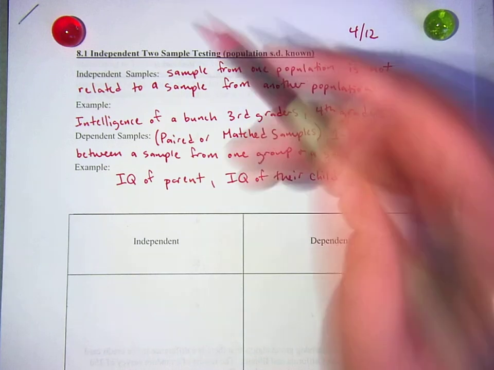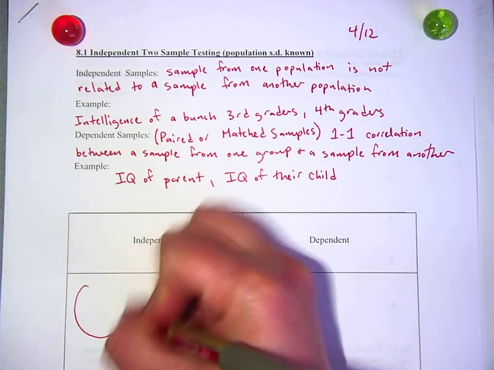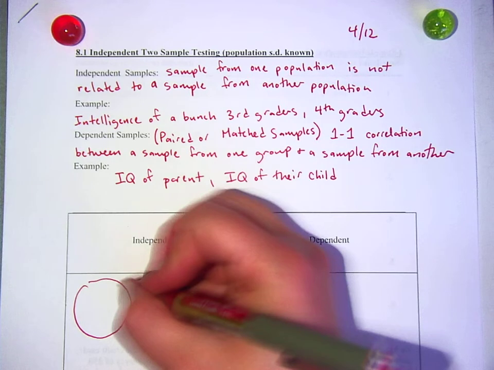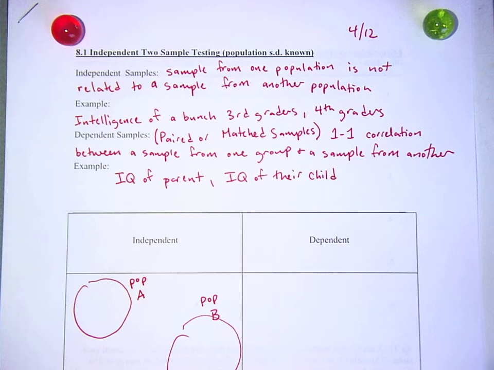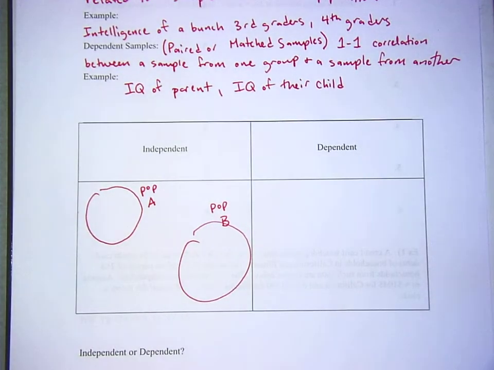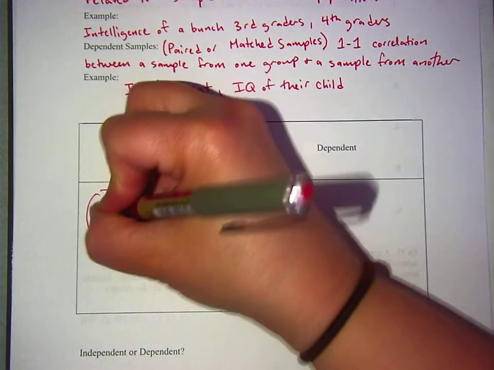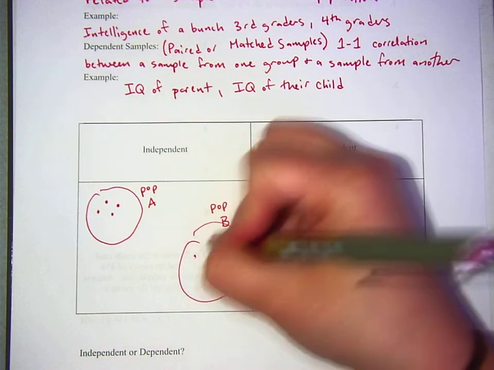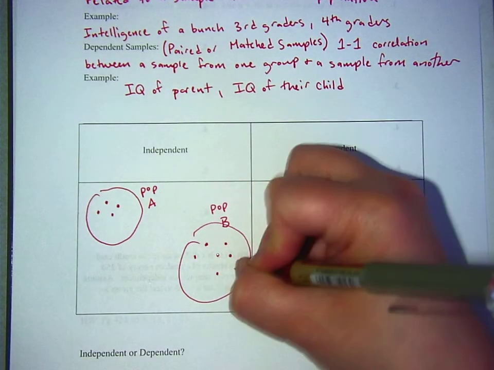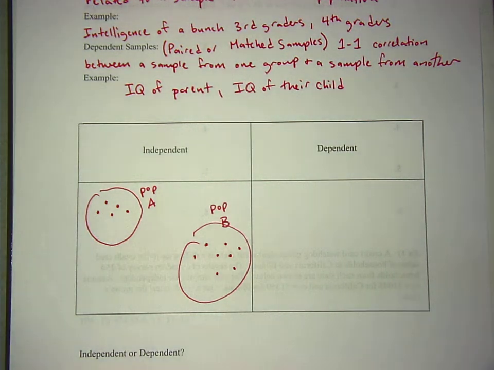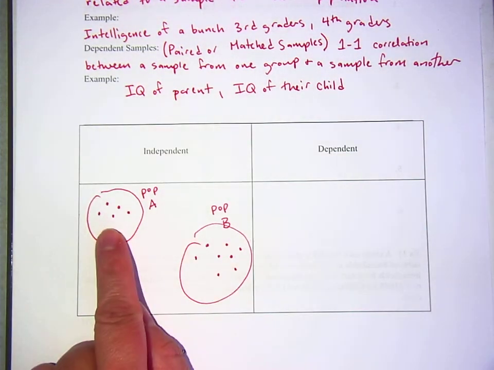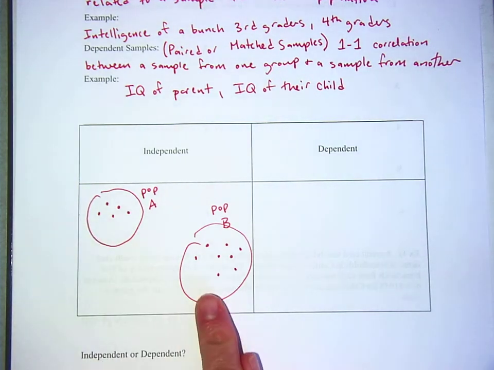All right, so let's draw some pictures here. Independent samples, you got like one population over here, you got another population over here. Call this one population A, this one population B. You got some samples out of population A, some samples of population B. It can be the same amount or it can be different amounts. Like, notice I've got 5 data points in my population A, and I've got 8 data points in my population B.